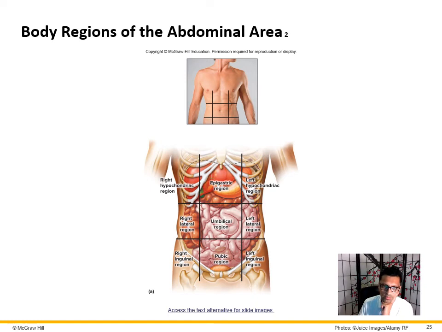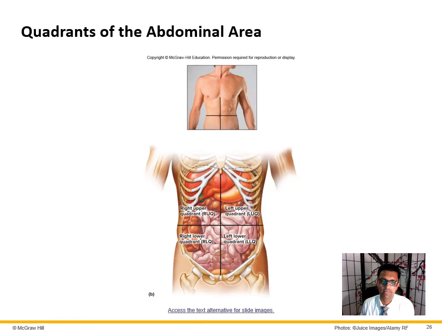So a good quiz question could be which organ is found in which region. So that would be something that you want to spend some time on. Now there are organs that overlap. As you can see, the liver is found in both of these. The stomach is found in both of these. The small intestine is found in several regions. So make sure you go over this information.